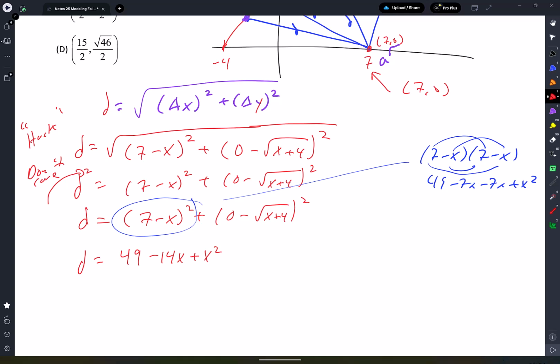All right. Here we go. Plus 0 minus that square root squared. When I square that negative expression, the negative goes away because negative times a negative is a positive, and the square root goes away. Do you guys see that? So plus x plus 4.